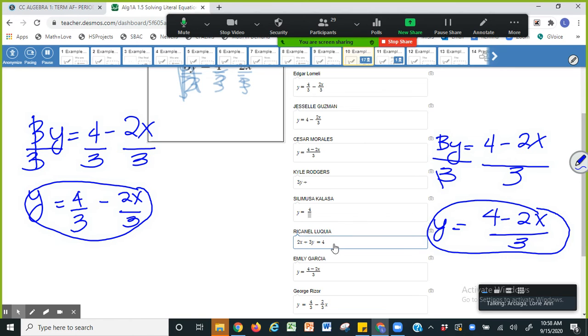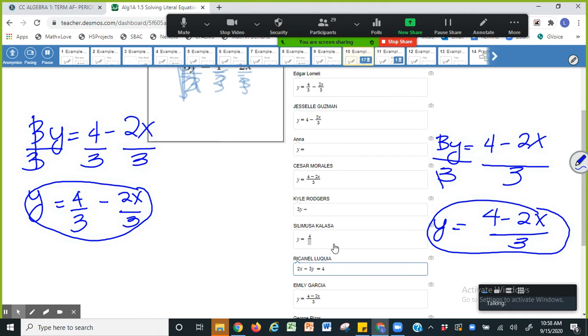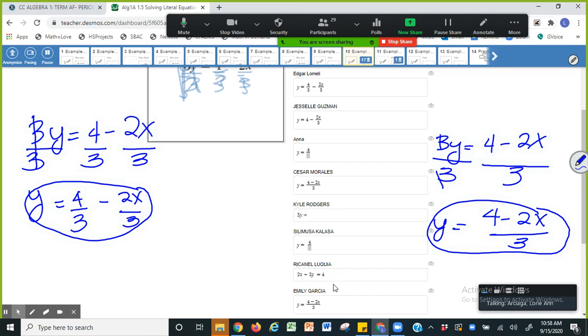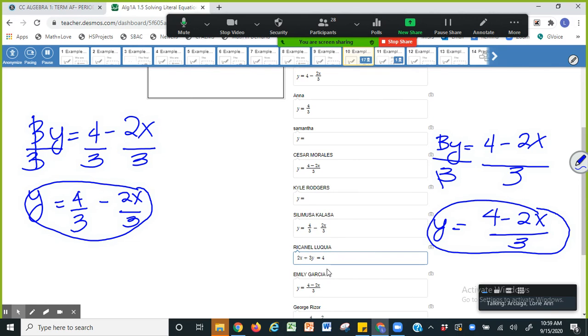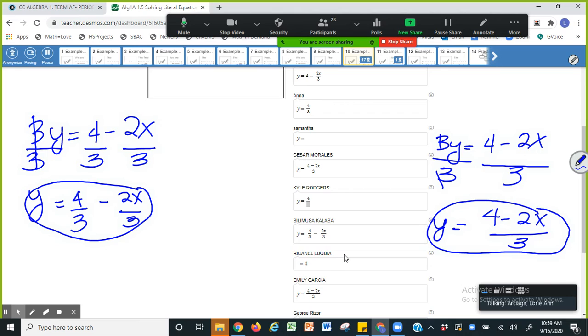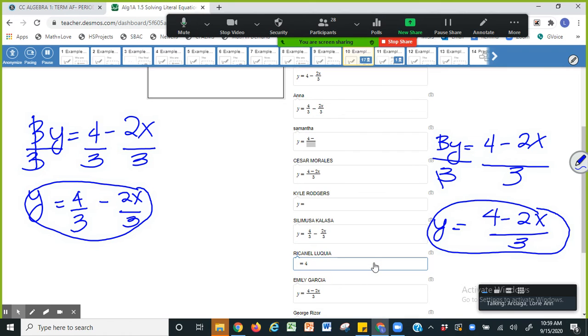Riconel, okay. All right, you turned it into 2x plus 3y equals 4. I'm not saying that's wrong, but that's actually also equivalent to the original equation. But you're not answering the question, though, if you leave it like that. You want the y by itself, honey. So you have to write a formula that has y equal to. That's what we're looking for.